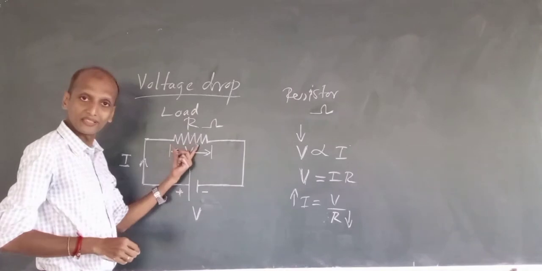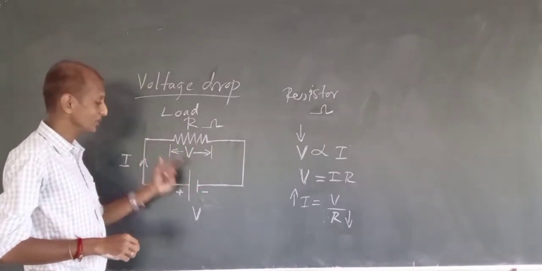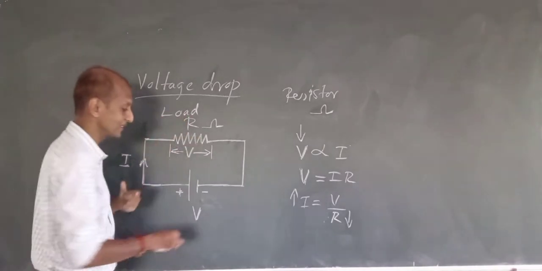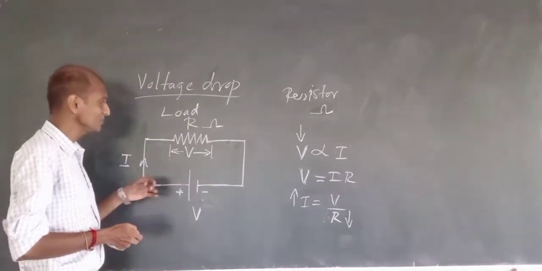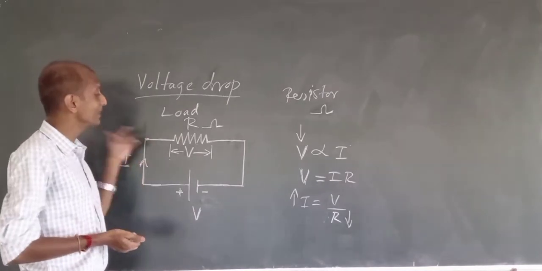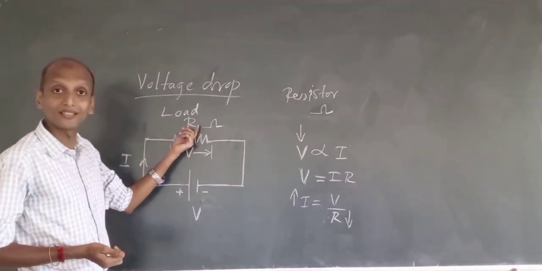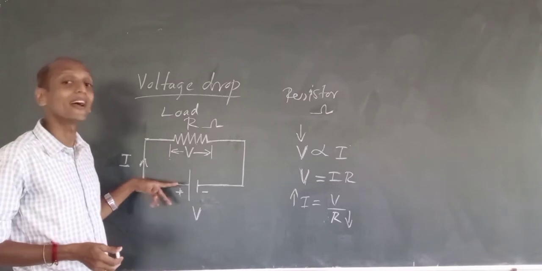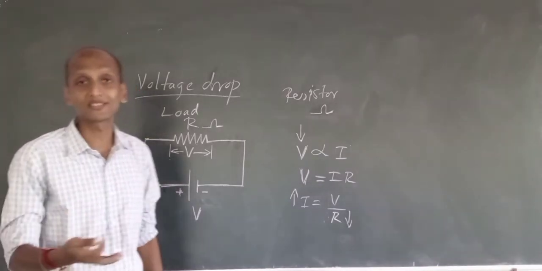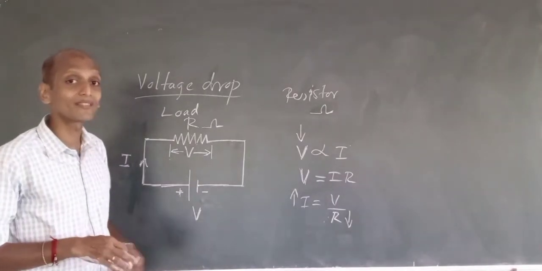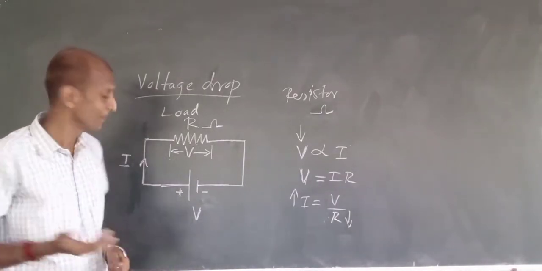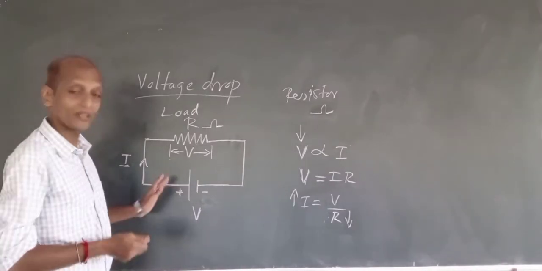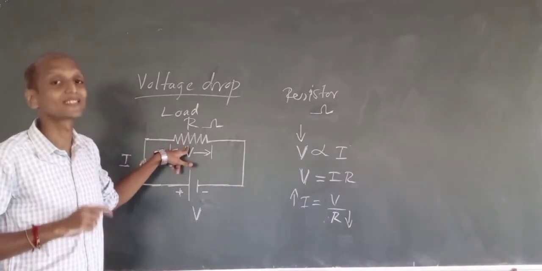This load gets the voltage, and when the current flows, the voltage will be utilized by the resistor. This is your source. The resistance of this resistor is far greater than the resistance of the conductor wire, which is copper, the best conductor of electricity. So we neglect the resistance of the conductor wire, and only the resistor's resistance is considered.